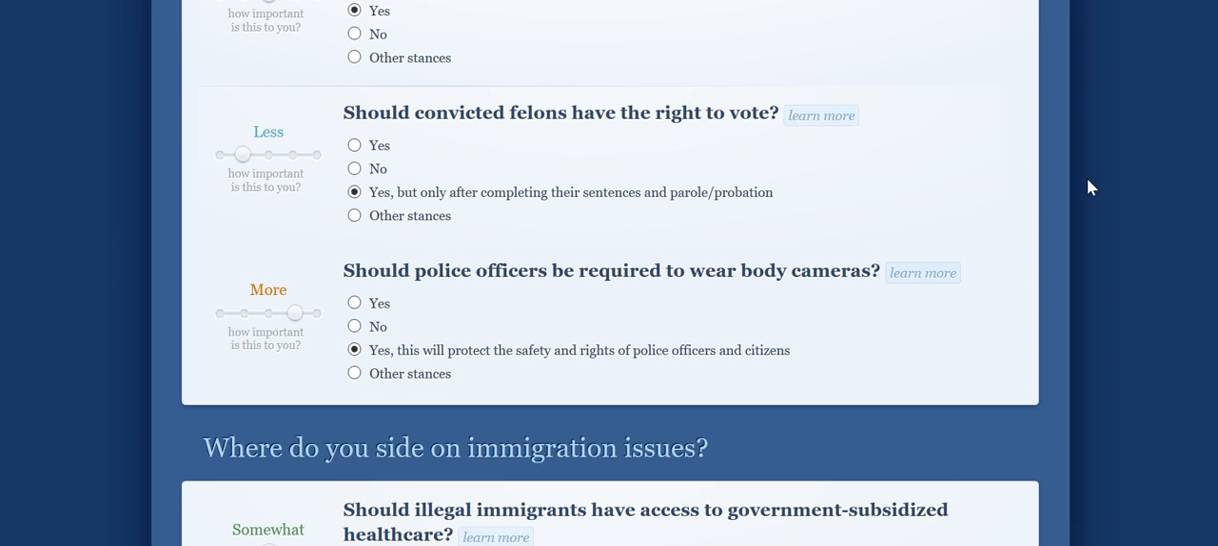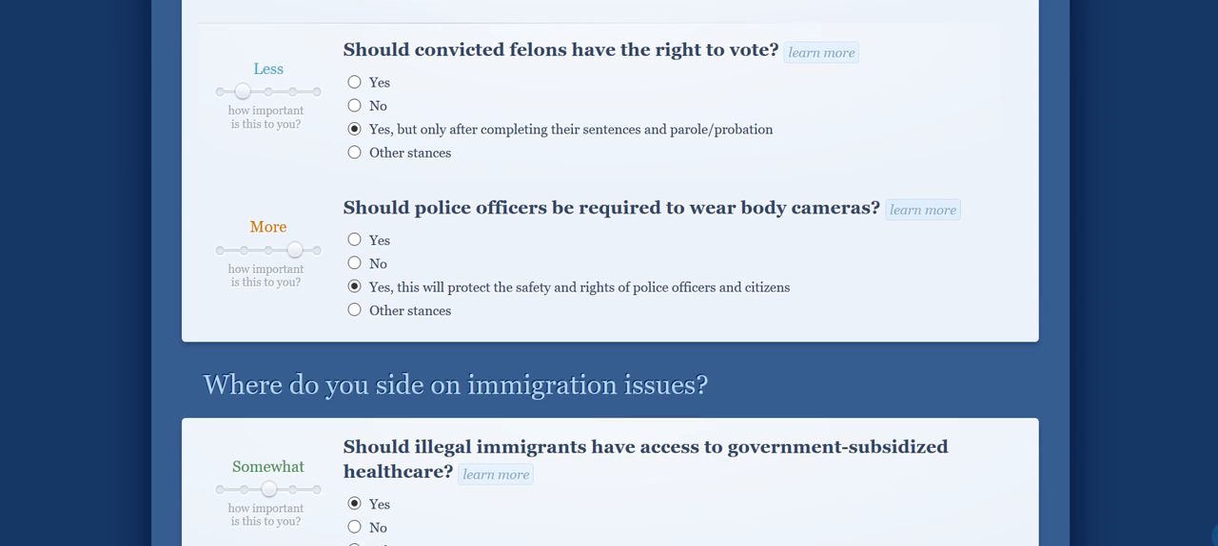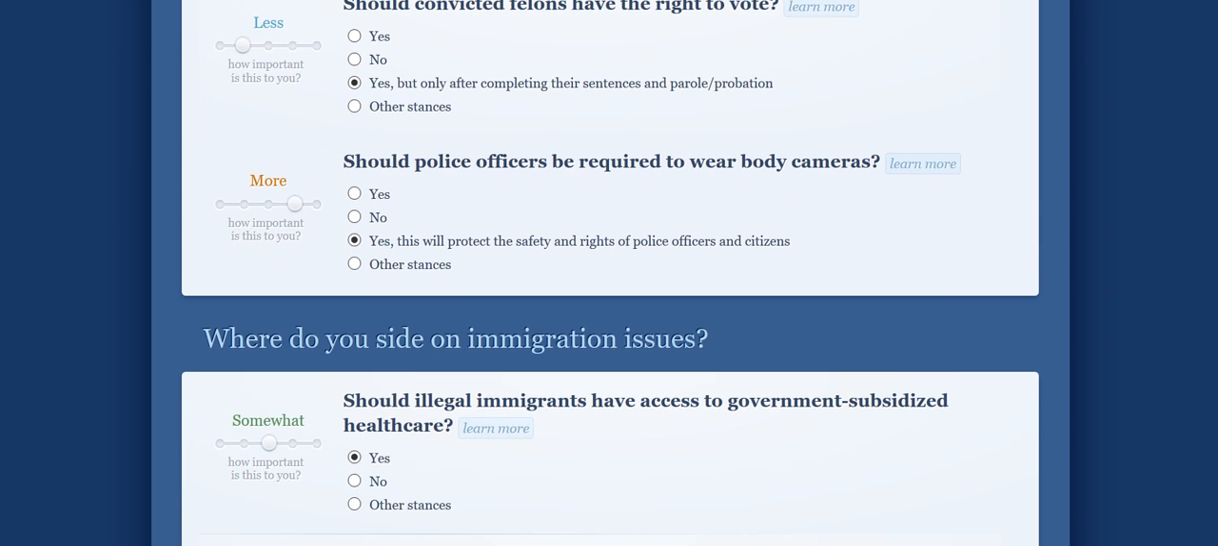Should police officers be required to wear body cameras? Yes, this will protect the safety and rights of police officers and citizens. Totally agree. That one is kind of self-explanatory.